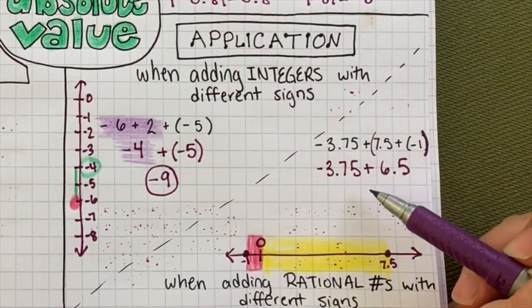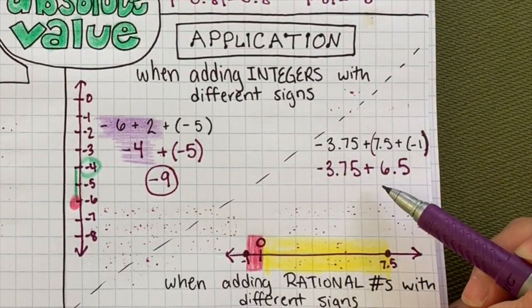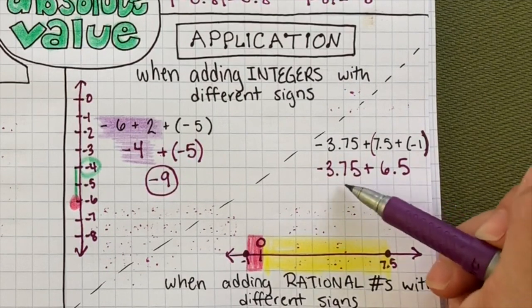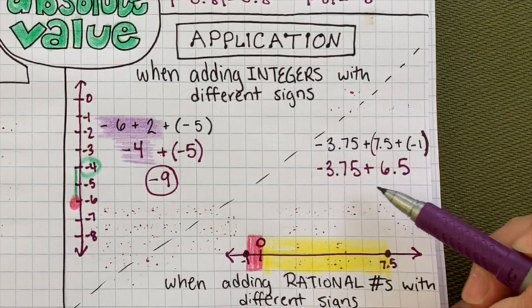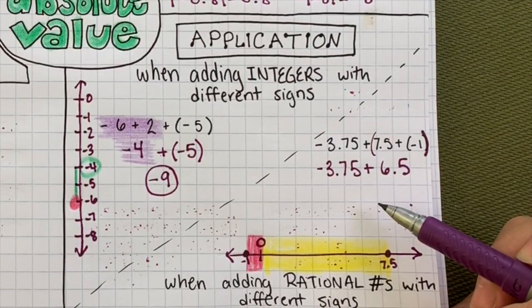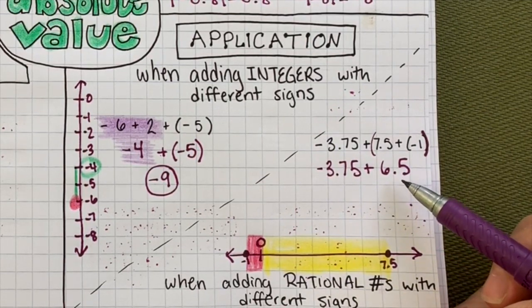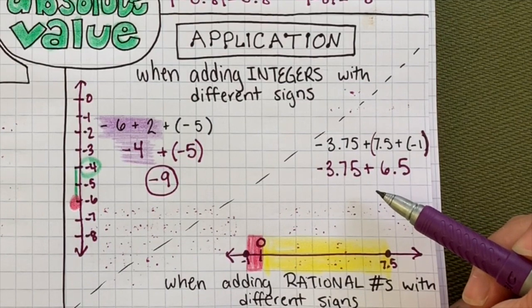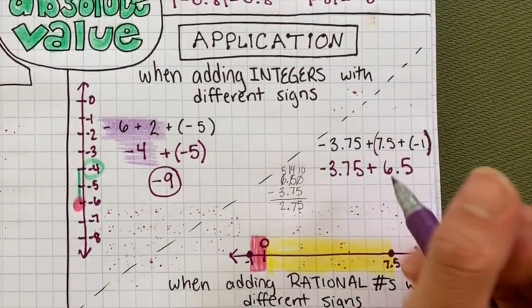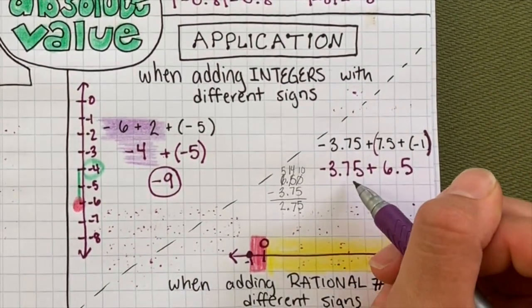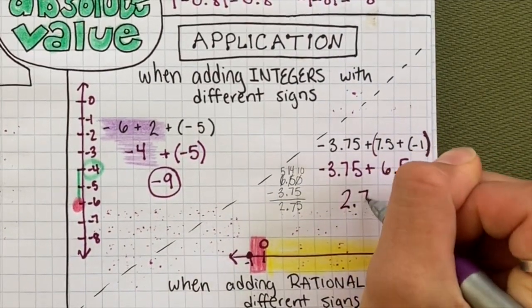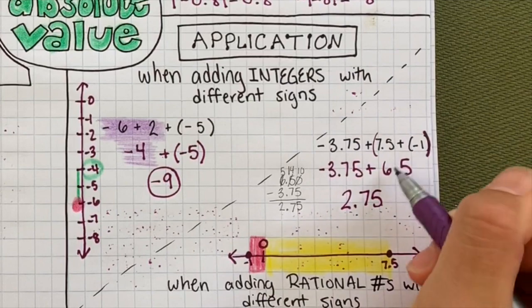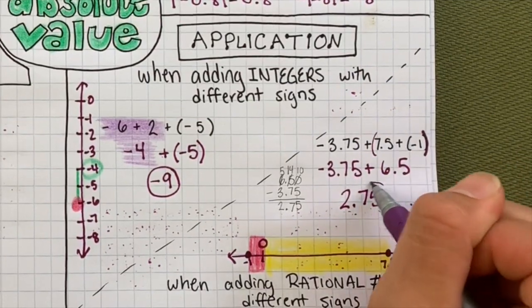Here we have another sum of two values that have opposite signs. Which has a greater absolute value? 6.5. So our sum will be positive. What is the difference of 6.5 and 3 7/75? The difference of 6.5 and 3 7/75 is 2 7/75. Our sum stays positive because 6.5 has the greater absolute value and it's positive.